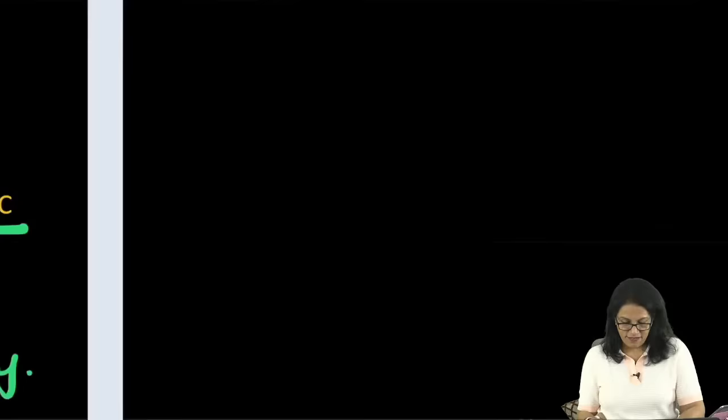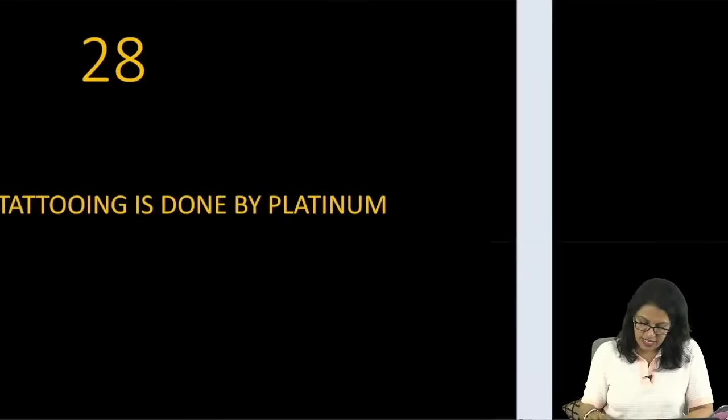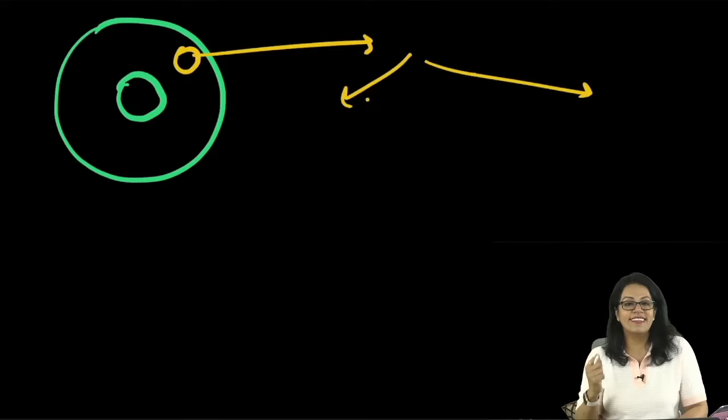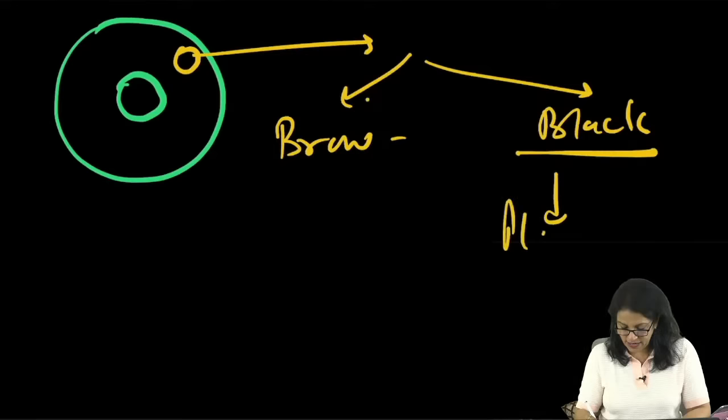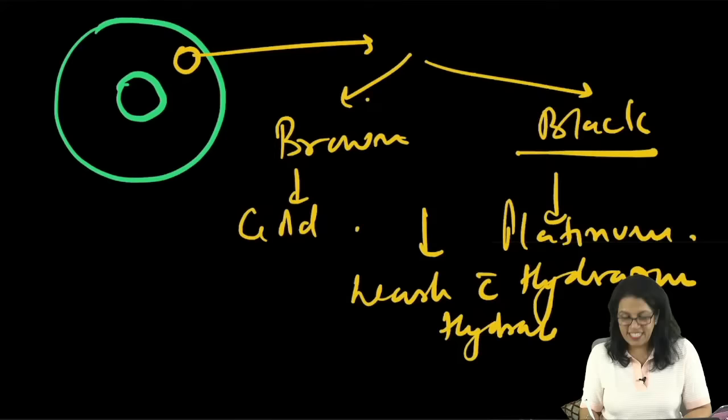Next we are talking about corneal tattooing, done by platinum. What is this? If your patient has a corneal scar and you don't want to go for a keratoplasty, it's just a peripheral scar, you can color it. This is called corneal tattooing. I can color it black or brown according to the color of his iris. If I have to color it black, I use platinum. And if I have to color it brown, I use gold. Then I will wash with hydrazine hydrate, which fixes it there. This is how we do corneal tattooing. Remember that. It has been asked.